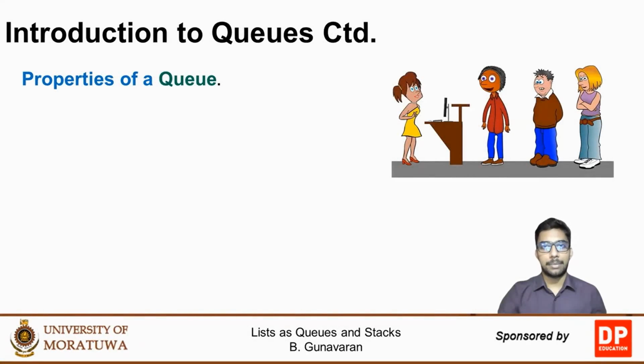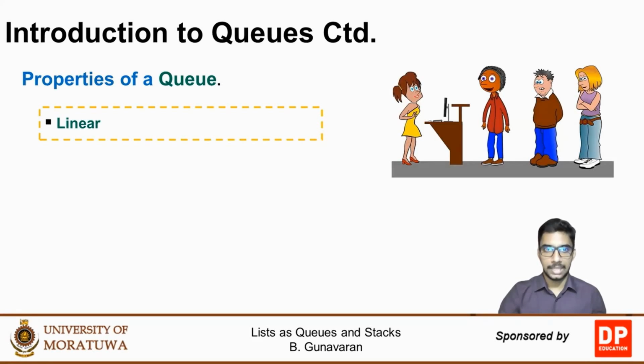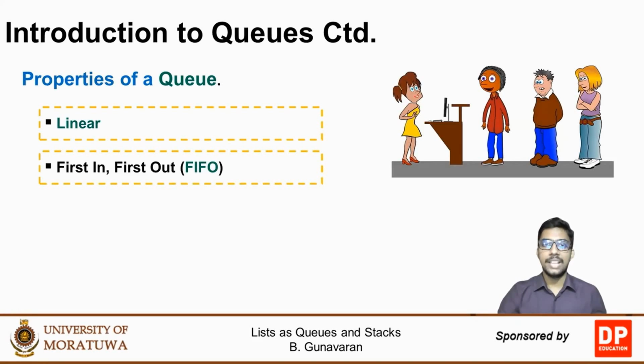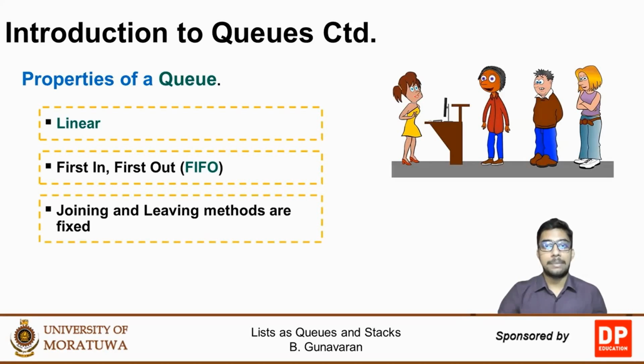Let us identify the properties of a queue from the previous example. First, the queue is linear. It does not have any branches. There is only 1 line. Second, the person who enters first leaves first. First in, first out. Third, how people join and leave the queue is fixed.